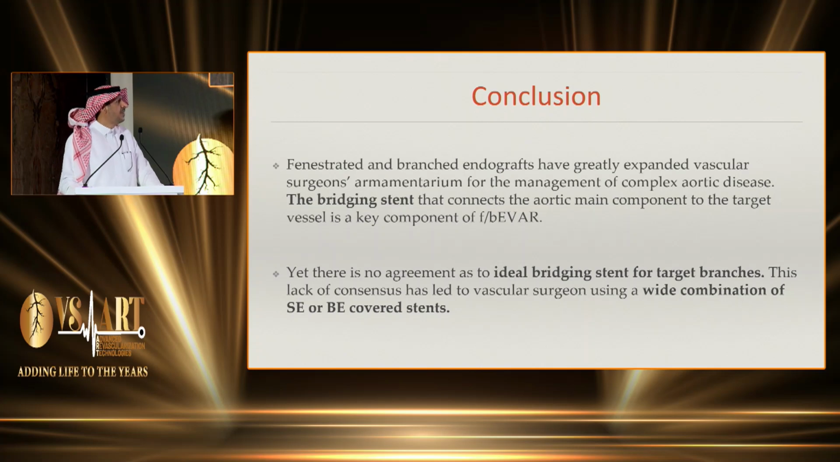In conclusion, the fenestrated and branched endografts have greatly expanded vascular surgeons' armamentarium for the management of complex aortic disease, and the bridging stents that connect the aortic main component to the target vessel are a key component of BEVAR and FEVAR. Yet there is no agreement as to the ideal bridging stent for the target branch. This lack of consensus has led vascular surgeons to use a wide combination of self-expandable or balloon expandable covered stents.